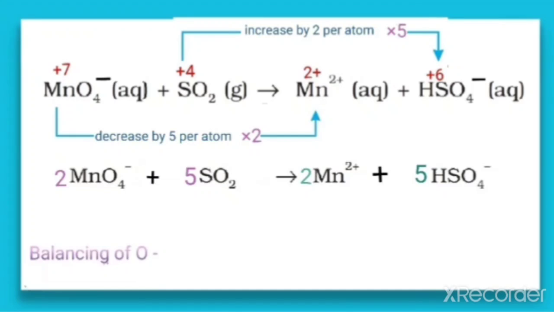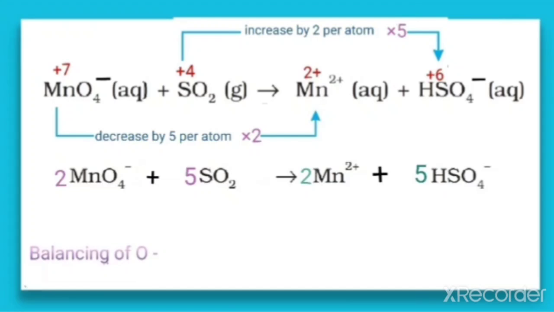So first we have to balance the oxygen. Up to here, whatever steps we have done are the same for the basic medium also. Only the changes come in the balancing of oxygen and the balancing of hydrogen. So up to here, it is the same method, the same steps which we have to follow in order to do the balancing in the basic medium also. Now there are changes for balancing oxygen and hydrogen.